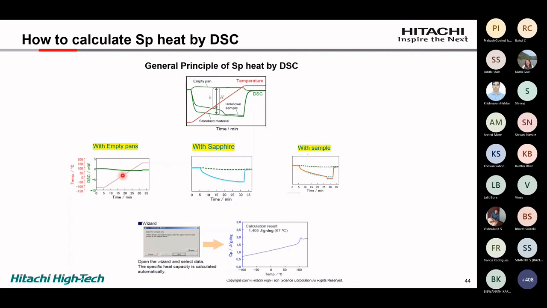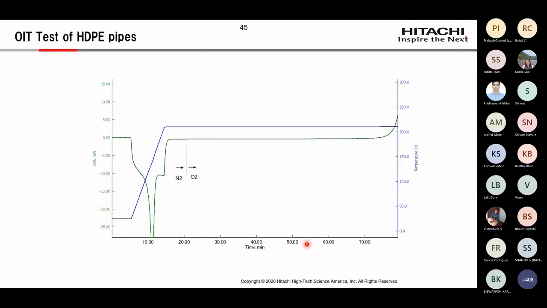Now, the empty pan, sapphire, and your sample are superimposed on a single screen. And then these 3 graphs can be exported to the specific heat software, and then it will determine the change in specific heat which is occurring in the sample. The disadvantage here is you have to perform 3 separate experiments for a sample. But if you have a modulated DSC software, this can be minimized to only a single step. So that is the advantage of modulated DSC software.